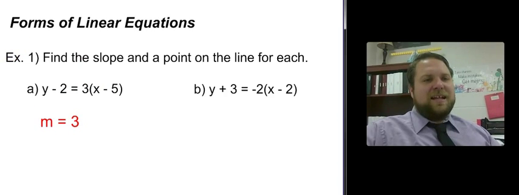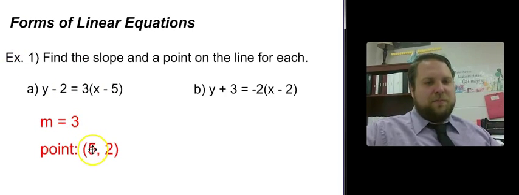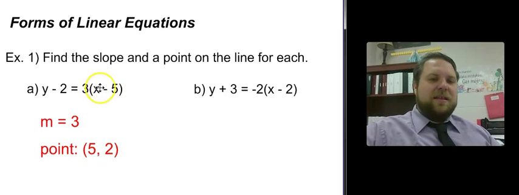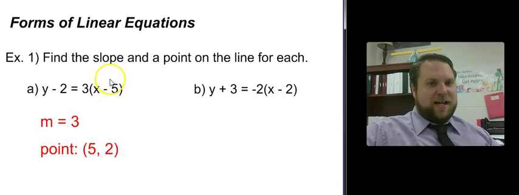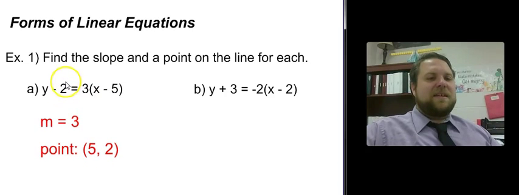The point on the line is a little more tricky. Let's look at this. The point is going to be 5, 2. In the original equation, it's x minus x sub 1. So this number here, this negative 5, is actually the opposite of what the x-coordinate is. So since this number is negative 5, since it was minus x sub 1, x sub 1 would simply be 5. Same thing over here. This was minus 2, so the point is actually the opposite of that, which would be 2.